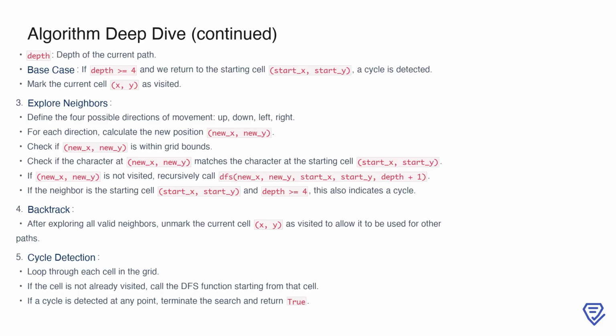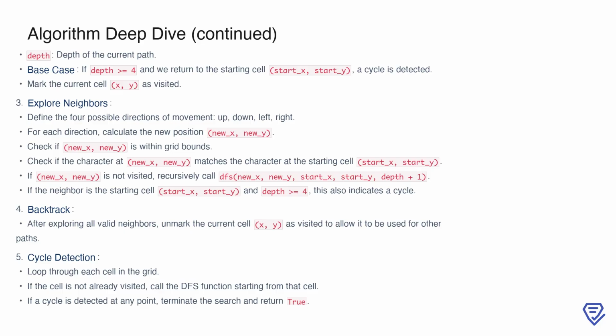After marking the current cell, we proceed to explore its neighbors. Using the 4 cardinal directions, we calculate the new positions, new_x, new_y, and check if they are within the grid boundaries. If the character at the new position matches the starting cell's character and the cell hasn't been visited yet, we recursively call the DFS function to continue the exploration. Additionally, if a neighbor matches the starting cell and the depth is at least 4, this is another indication of a cycle. Once all valid neighbors are explored, we backtrack by unmarking the current cell, allowing it to be reused on other paths.